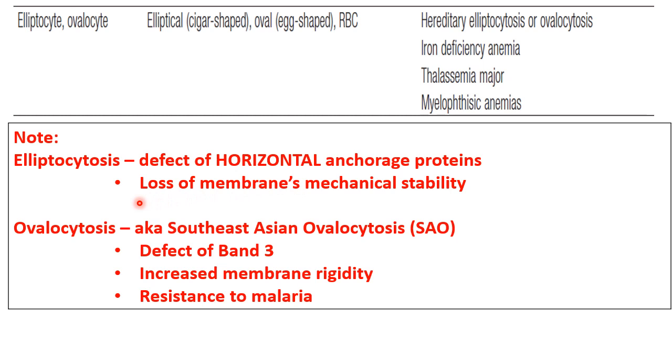Ovalocytosis naman, or also known as Southeast Asian ovalocytosis or SAO. It has a defect of band 3 protein causing the rigidity of the membrane. Pero, no, hindi naman laging bad news dito. Kasi ovalocytosis can confer resistance to malaria. Tandaan natin, yung mga malaria plasmodium species, gustong-gusto nila yung mga perfect RBC, walang defect. Okay? Kapag may ovalocytosis ka, ayaw ng mga plasmodium yan. So, therefore, may protection ka against malaria.